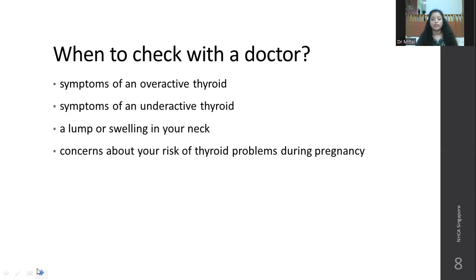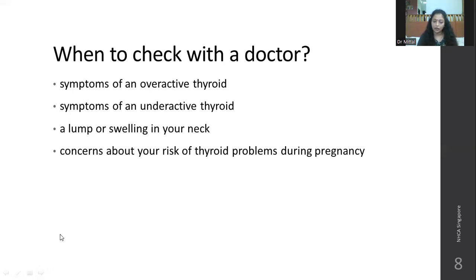Concerns about the risk of thyroid problems during pregnancy. Once a woman is pregnant and you visit an obstetrician, when she is taking your case history, usually they will ask all these questions. So you have to completely leave it on the obstetrician's judgment to understand your present situation, what further test she has to prescribe to the patient. From there onwards, the treatment will start, if only it is required.